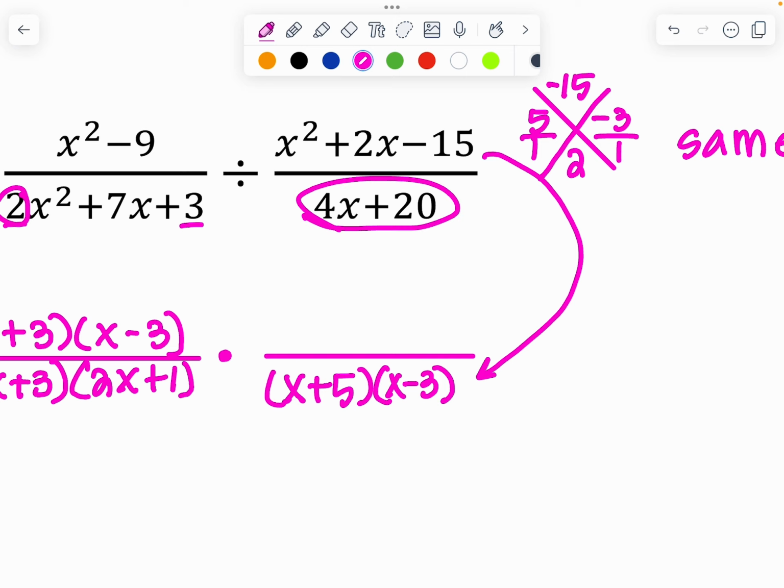All right, now I got to factor 4x plus 20. Please don't say it's not factorable. Look for a GCF. There's a GCF of 4. And then I have x plus 5 as a factor also.